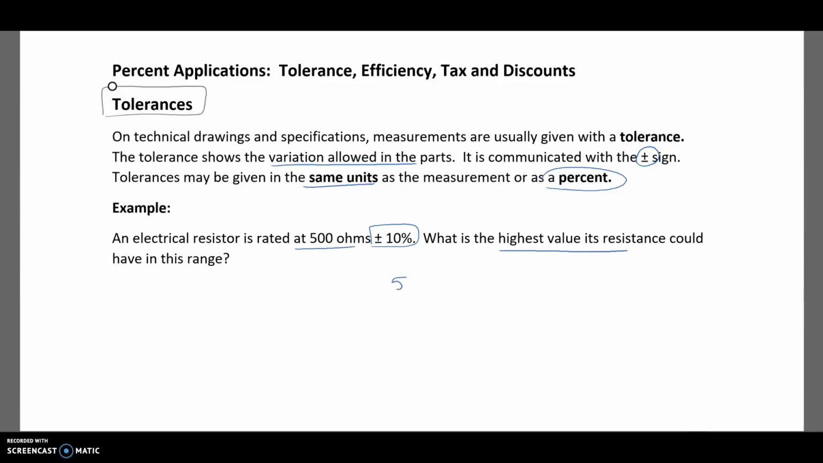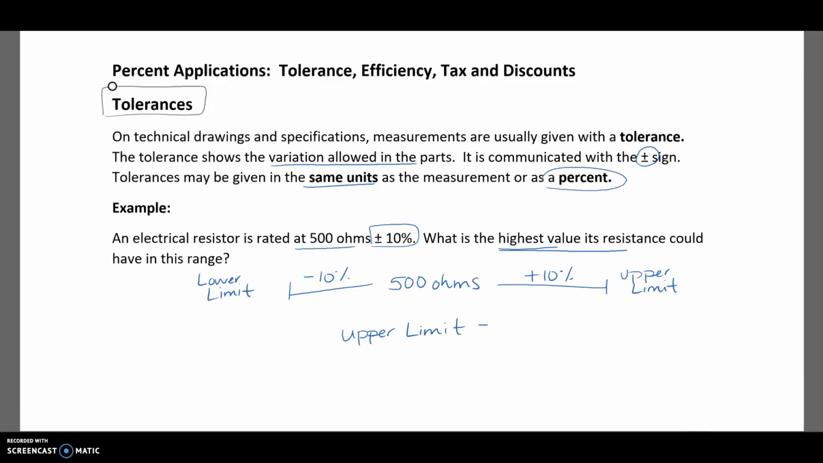What the tolerance is saying is we expect the resistor to be rated at 500 ohms. But our upper limit could be 500 ohms plus an additional 10% of that value, and our lower limit could be 500 ohms subtract 10% of that value. In this case, we're asked for the highest value, or the upper limit, so we want to take 500 ohms and add 10% to it.